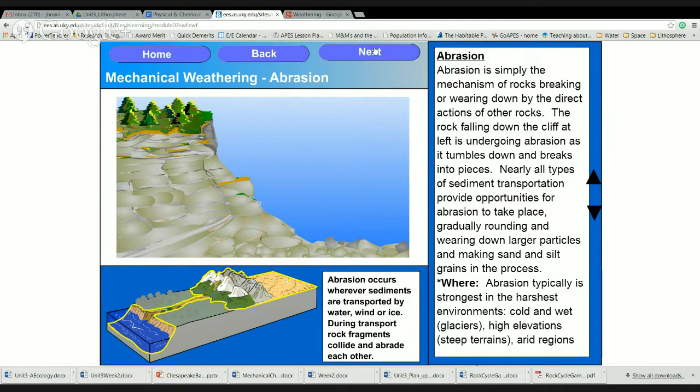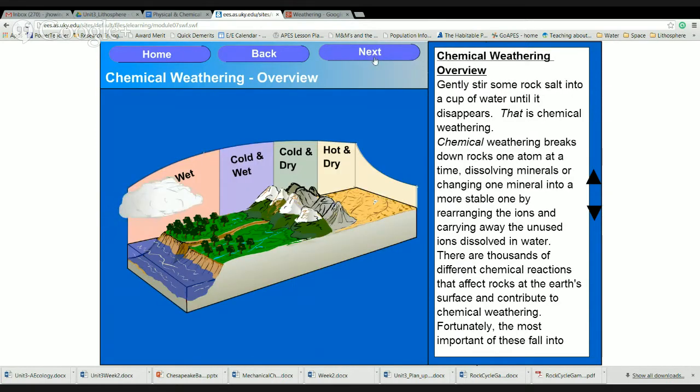All right, next we're going to move on to talk about chemical weathering. Chemical weathering is a chemical reaction that breaks down the rocks. So the key point of chemical weathering is that the chemical composition of the product of chemical weathering is different than the parent material. Again, the key point is that the chemical composition of the product is different than the parent material.